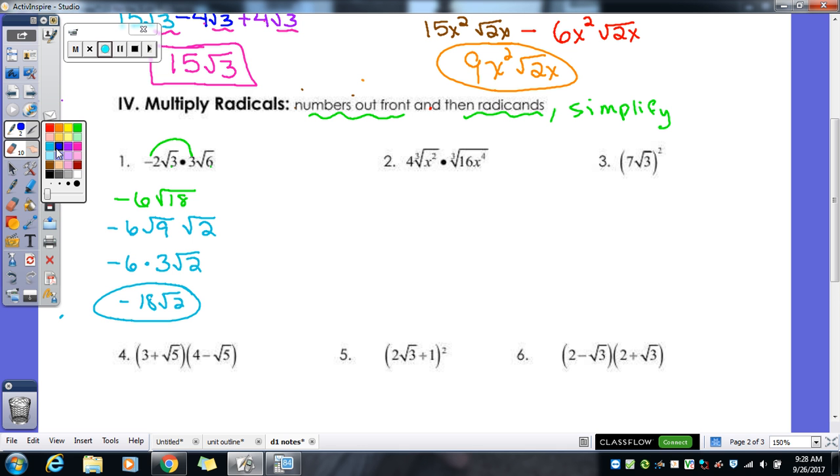So number 2, we're dealing with cube roots, but it still follows the same things. Multiply your numbers out in front. Out in front of here is a 1 that we don't always write, so 4 times 1 gives us a 4. Then I'm going to bring my cube root sign. And then I got 16 x to the 6th, following your exponent rules. X to the second times x to the fourth would be x to the 6th. You add those exponents.